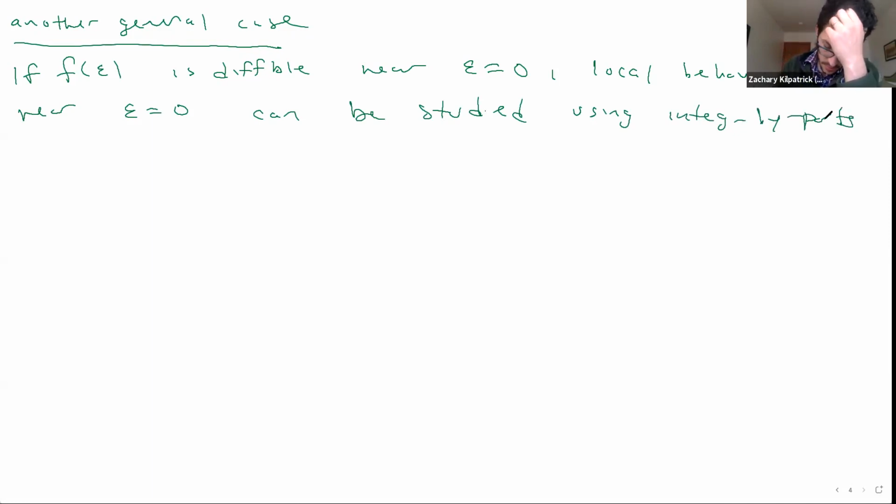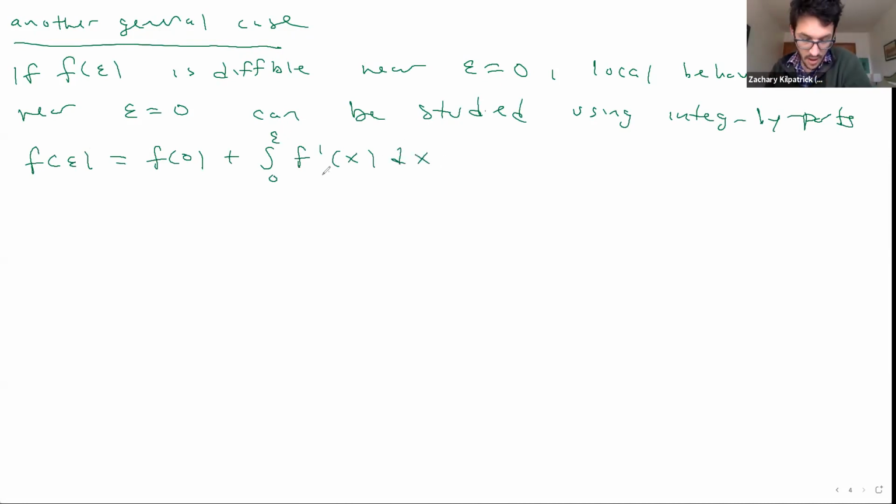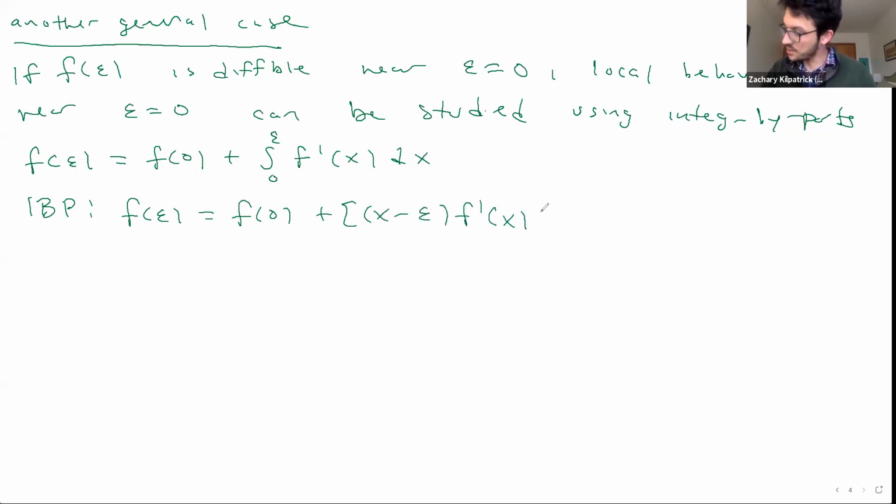Well, what do you mean? f of epsilon is just a function, right? So how am I going to fit integration by parts in? Well, we just rewrite the function as a definite integral, right, over this dummy variable of f prime of x from 0 to epsilon, and then we remove the f of 0 part. So if we integrate by parts, f of epsilon is equal to f of 0 plus epsilon, x minus epsilon, f prime of x, integral from 0 to epsilon, plus integral from 0 to epsilon, epsilon minus x, f double prime of x dx.